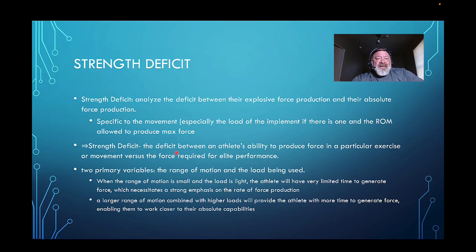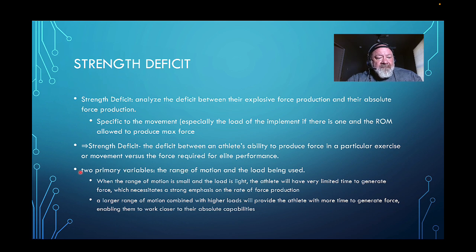Deficit specifically is the deficit between an athlete's ability to produce force in a particular exercise or movement versus that of an elite performance. What is your deficit? Is it because you have the force production but can't express it in that given time, or you're fast but you don't have the force to give? So, two primary variables: the range of motion and the load being used.